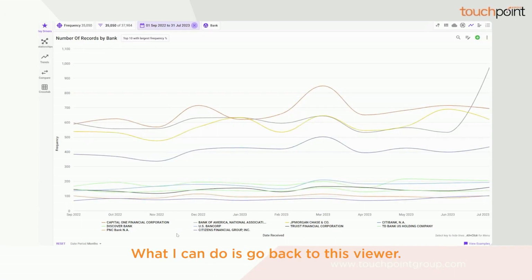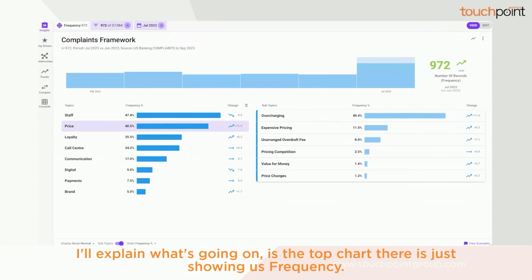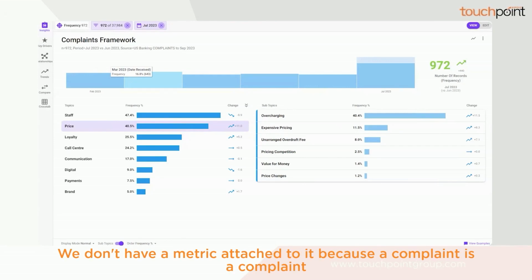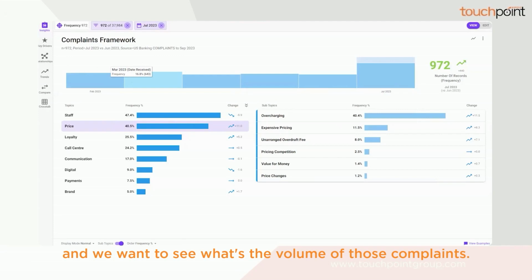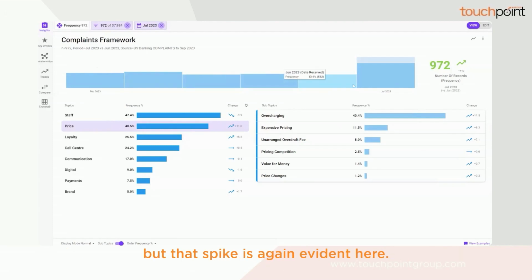So what I can do is go back to this view. This is actually Bank of America. First of all, to explain what's going on, the top chart there is just showing us frequency. Now, frequency is obviously important in complaints. We don't have a metric attached to it because a complaint is a complaint, and we want to see what's the volume of those complaints. Can I reduce those complaints? I can see here that across time, the volume's at a certain level, but that spike is evident here. We can see a spike in July, and it's jumping up. So why has that happened?